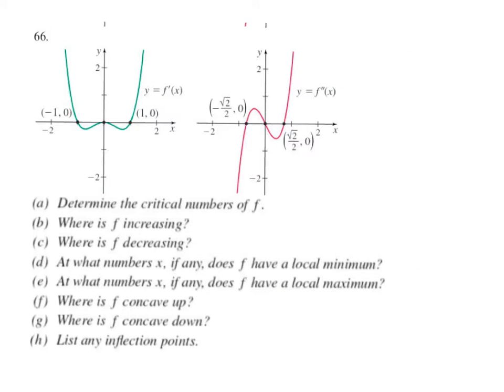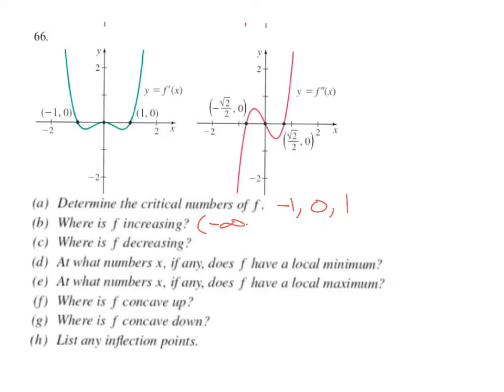All right, next one. Let's see, determine the critical numbers. Negative 1, 0, 0, and 1. However, that 0 isn't going to be anything, right? It doesn't change sign. It doesn't go from negative to positive or positive to negative. So that 0 isn't going to be anything.